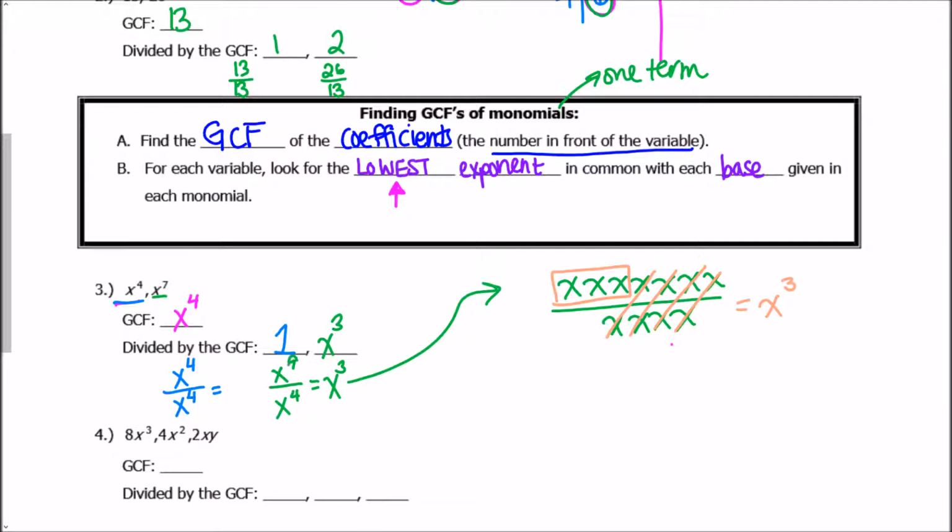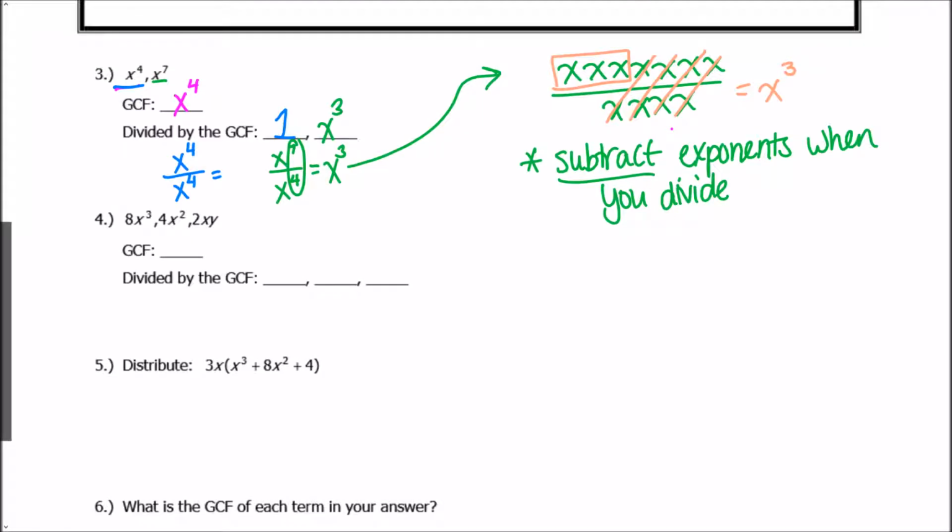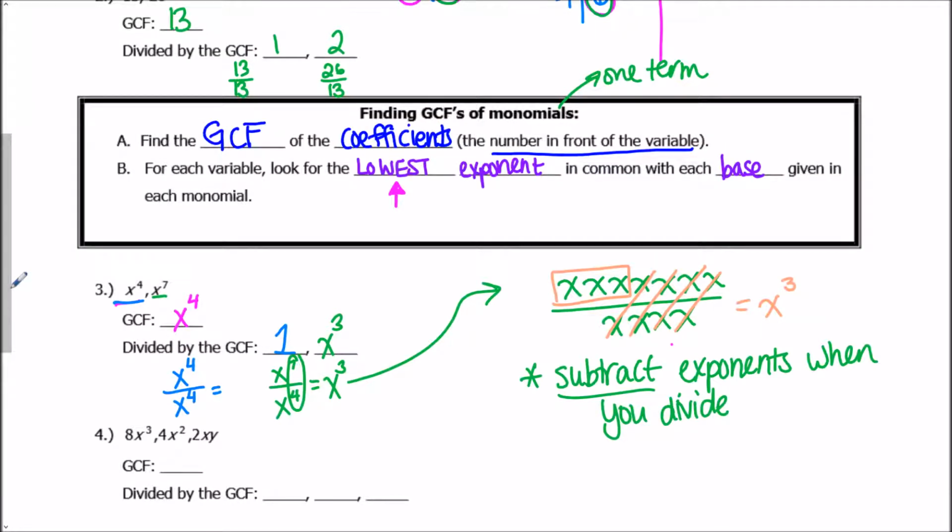Now what's the shortcut? All you need to do is subtract exponents when you divide. Just like we add exponents when we multiply, we're going to subtract exponents when we divide. Okay? And that's how you do question number 3. Okay? So let's take a look at question number 4 right here.